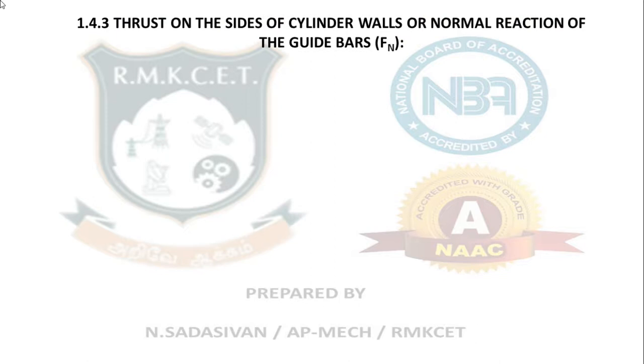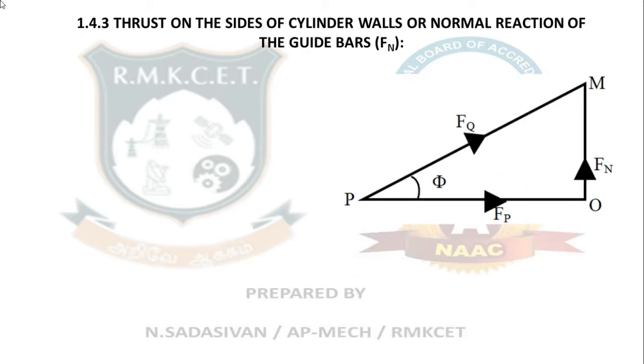Let's do the third component: thrust on the side walls of the cylinder, or normal reaction of the guide bars. When a piston is moving from left to right and right to left, alternatively it is reciprocating, and naturally some normal reaction component will act on the walls of the cylinder. Let's consider this. I have a cylinder wall. This is my cylinder. My piston is here.